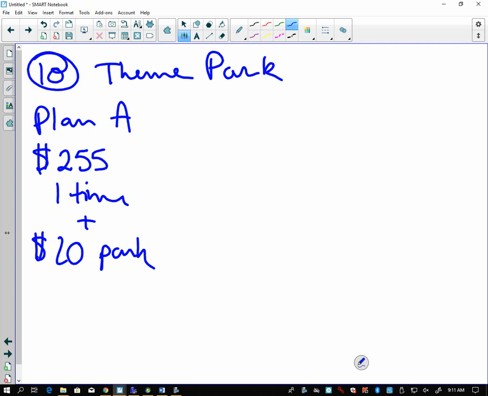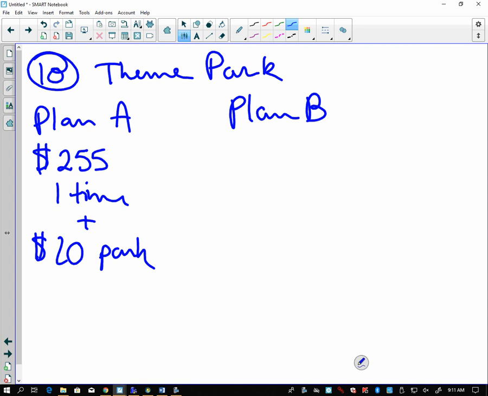So this is one time. This is every time we go, right? All right, so that's plan A. We pay $255 one time, and then every time we go, we just have to pay the parking fee of 20 bucks, okay? Plan B.